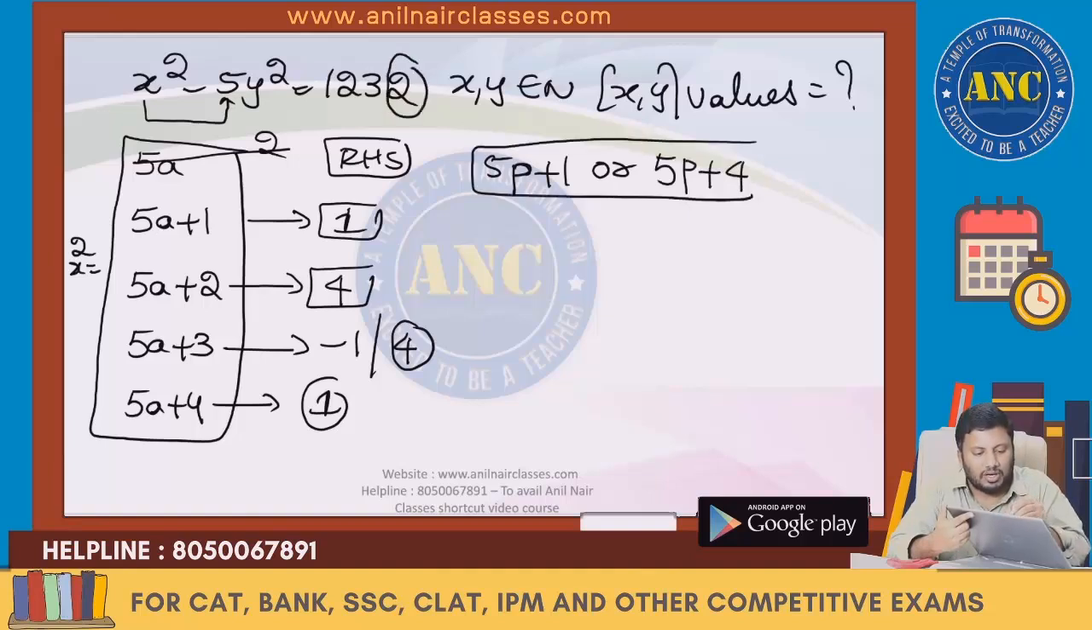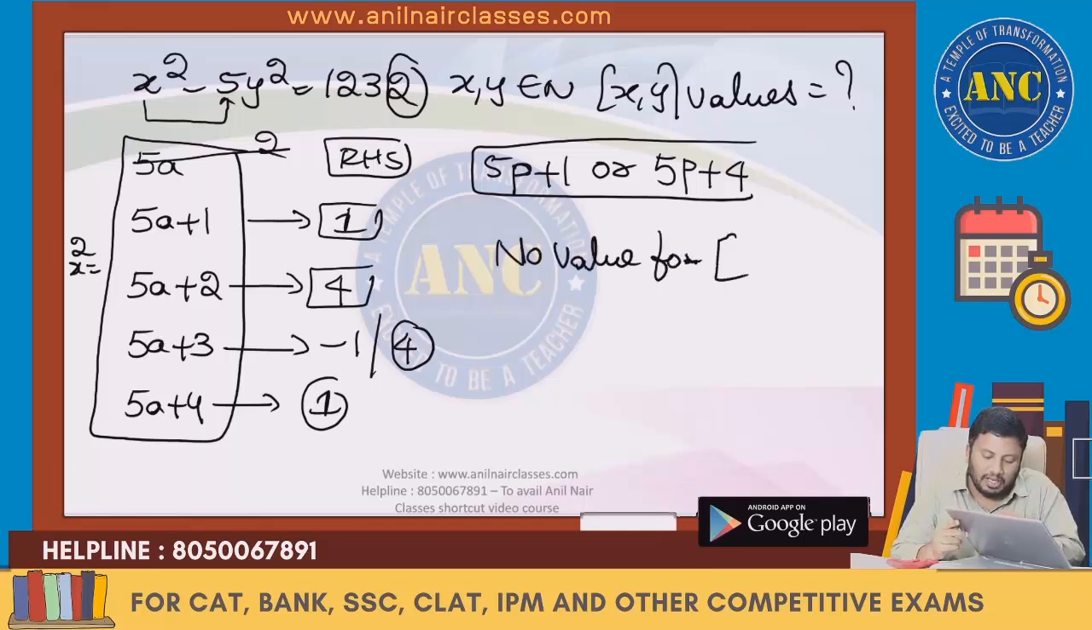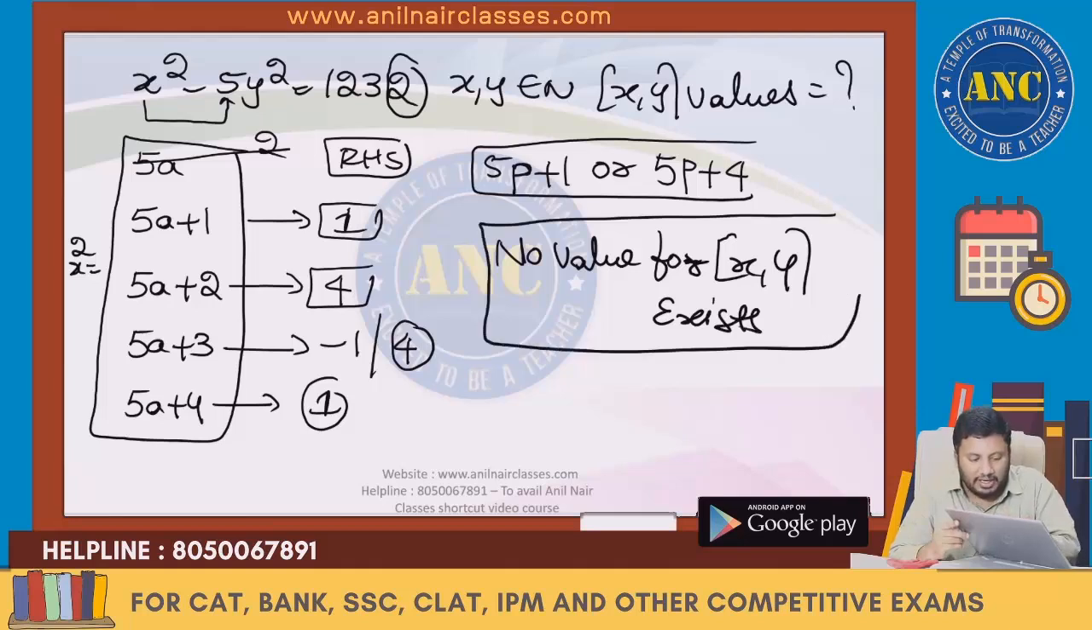So what is the unit digit? The unit digit should be either 0 or 5. So 5p plus 2. Answer is no value for x comma y exists. Are you all with me? I hope you understood the idea. Seems a very difficult question, but with logic you can hit it in seconds. x square and 5y square. I hope it is clear.